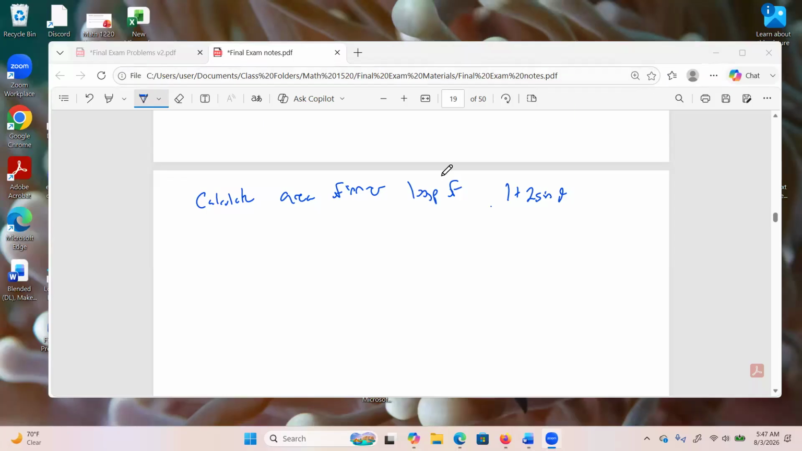All right, good morning. Welcome back to Calculus 2. We are looking at our final exam review here. This problem asks us to figure out the area of the inner loop of the function r equals 1 plus 2 sine theta.